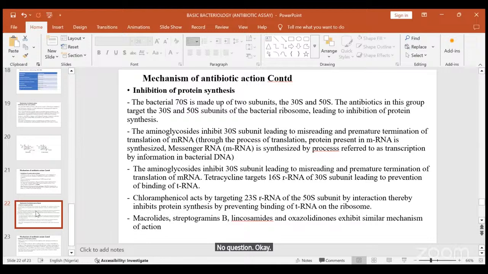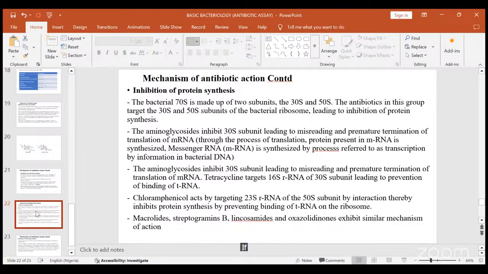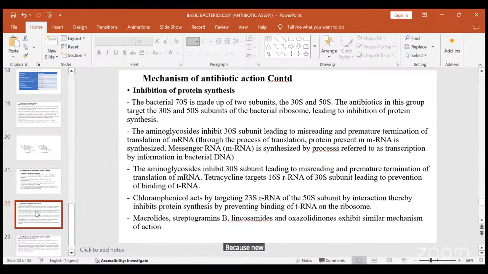Inhibition of protein synthesis. When you say synthesis, you are manufacturing protein. But some antibiotics will prevent protein synthesis. Even in a human being, if protein synthesis is inhibited, what will happen to that person? The person will emaciate, because there is no protein to repair the worn-out cells. Let us use a human being as an example. Somebody is not being fed with protein. What happens to that person?